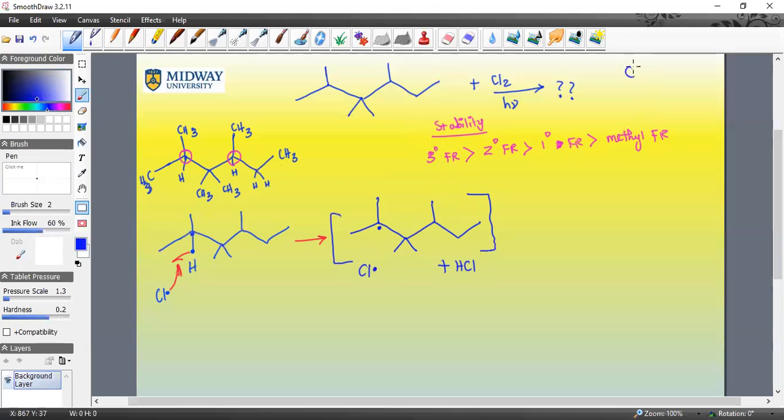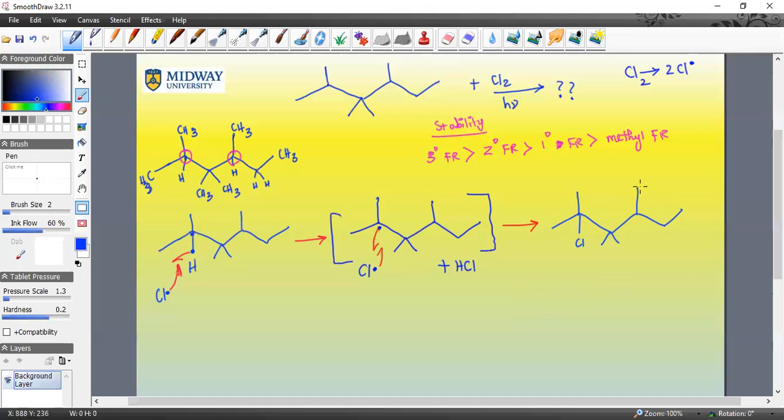Keep in mind, every time you break a Cl2, you generate 2 Cl dots. Okay, that's period. So let's go get our red color again. So this now combines with this, which leads us to one of the major products in this reaction, which would be Cl gets attached here, the remainder stays the same, and that's one of the products, right?